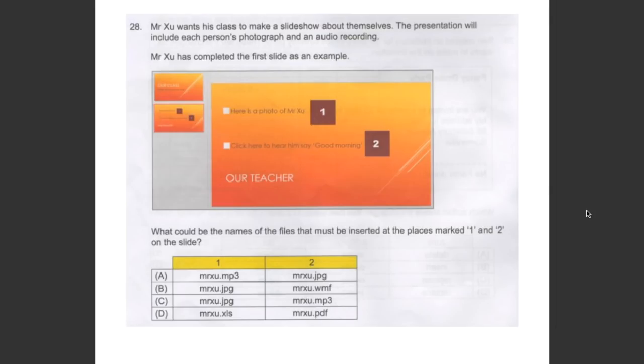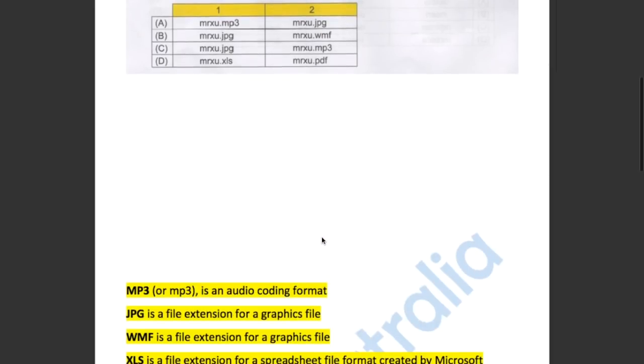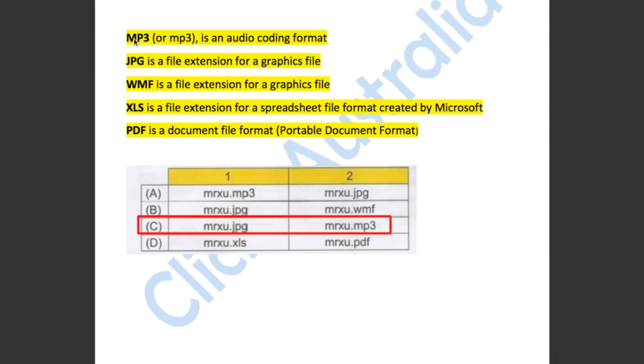This question asked us what could be the names of the files that must be inserted at the places marked 1 and 2 on the slide. Let's move to the explanation. So, as you can see, MP3 is an audio coding format, JPEG is a file extension for a graphics file, WMF is a file extension for a graphics file also, XLS is a file extension for a spreadsheet file created by Microsoft. PDF is a document file format, portable document format. Your answer has to be C.